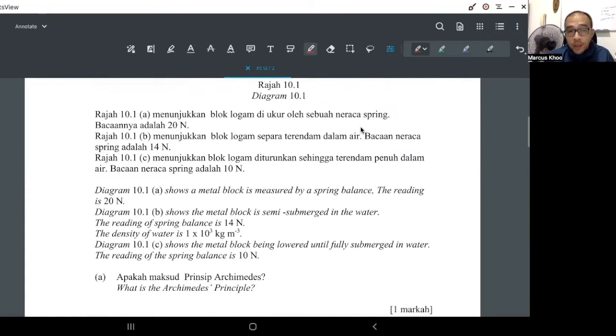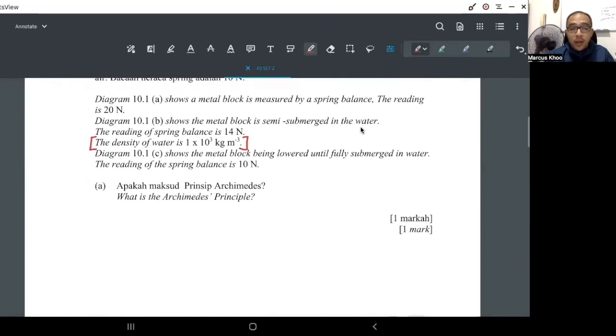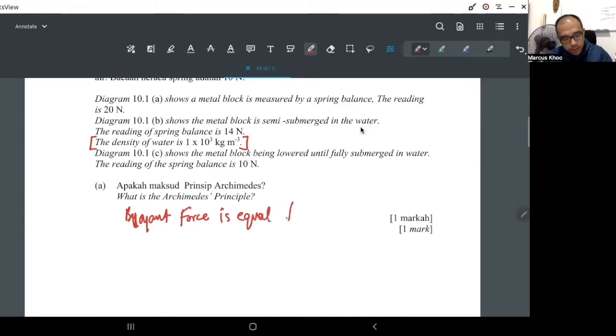So diagram 10.1a shows a metal block measured by spring balance. Everything is there. Density of the water is 1 times 10 to the power of 3 kilograms per meter cube. What is Archimedes' principle? Okay, Archimedes' principle is buoyant force equals to the weight... Sorry. Buoyant force is equal to the weight of water displaced.